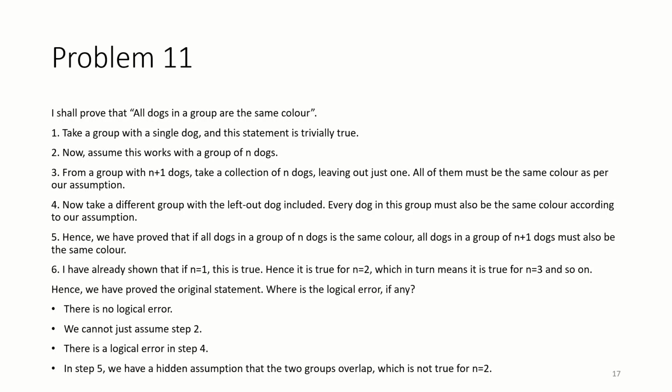Sir, can I explain what I think? Maybe I may be wrong. In the third statement, it is saying that we have to take n plus one dogs and make a group of n dogs with similar color and leave just one. It may be of the same color or of a different color, right? And in the fourth, it says that you include that left dog and it must be of the same color. So I think the third and fourth contradict.